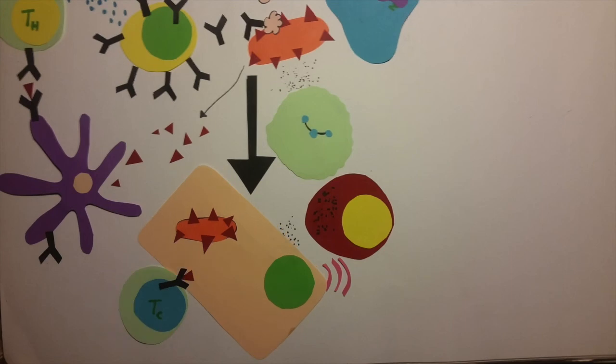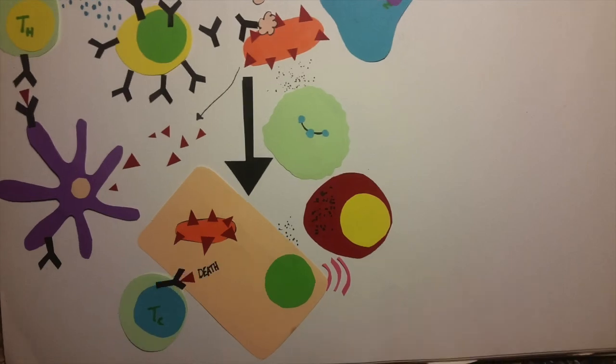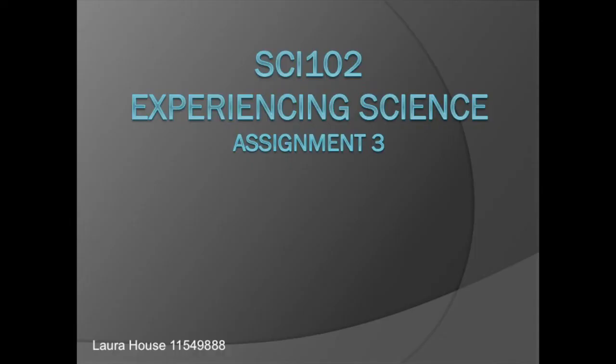This is how the immune system works and what it is made up of. This is only a brief explanation about the immune system as it is very detailed and complicated.